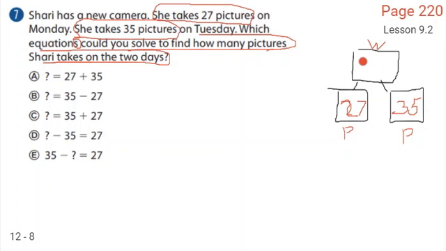All right. So 27 plus 35 is equal to the whole. 35 plus 27 is equal to the whole. Well, let's do that. So this is our fact family. 27 plus 35 equals something. Or it could be something equals 27 plus 35.